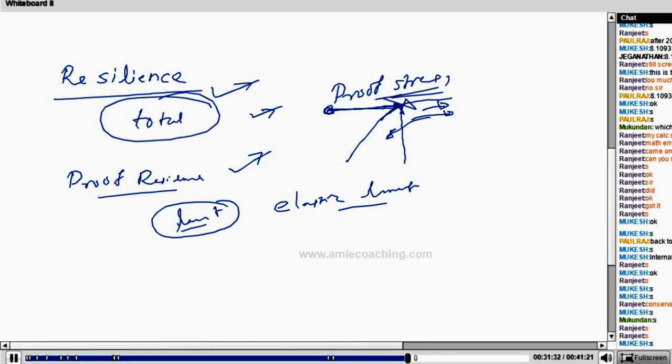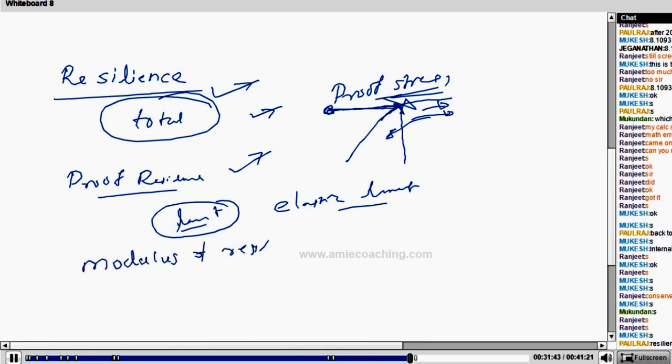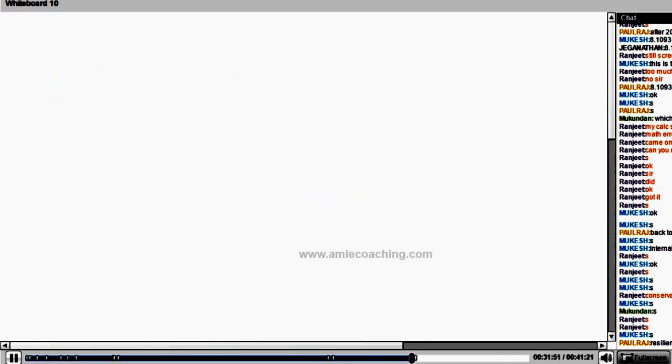Now, next is modulus of resilience. Resilience again. One minute, let me take the whiteboard. Say the material is here like this. I give one force like this and another force like this. Say in the horizontal direction and the vertical direction, the load is acting.